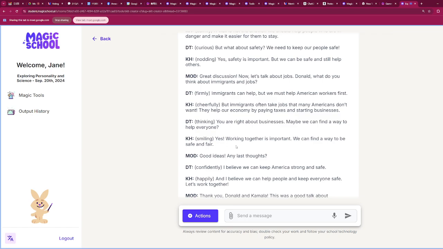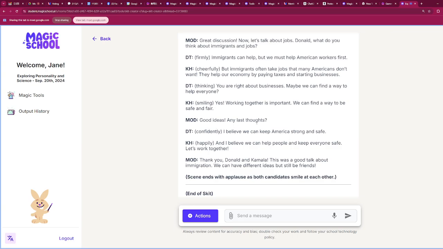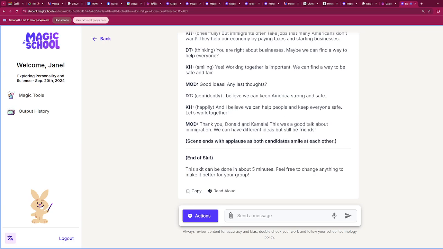So Kamala says, working together is important. We can find a way to be safe and fair. And the moderator says, good ideas. Any last thoughts? I believe we can keep Americans strong and safe. I believe we can help people and keep everyone safe. Let's work together. Thank you, Donald and Kamala. That was a good talk about immigration. We can have different ideas but still be friends.